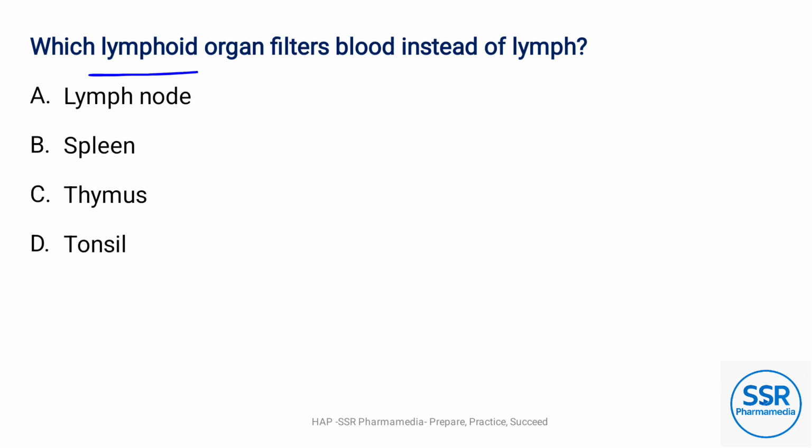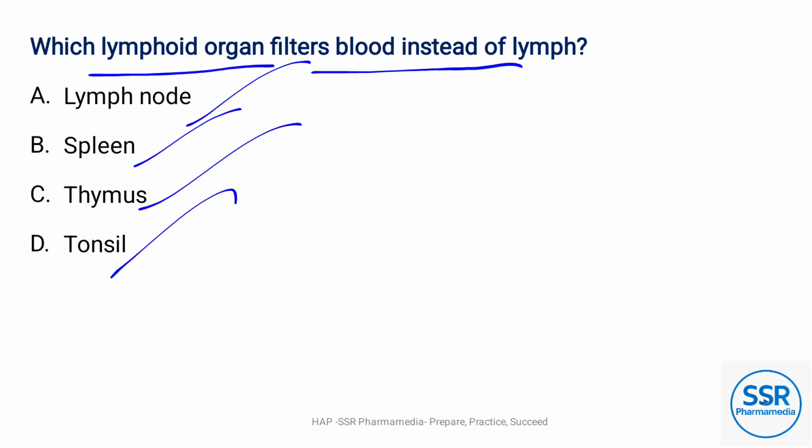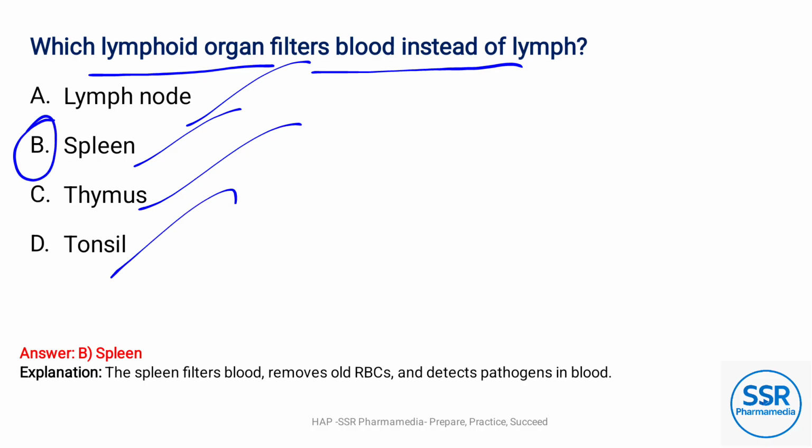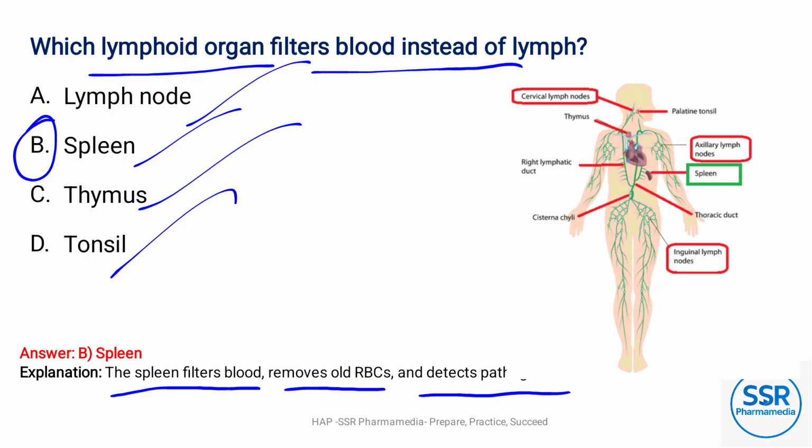Next, which lymphoid organ filters blood instead of lymph? Option A, lymph nodes. Option B, spleen. Option C, thymus. Option D, tonsils. So the answer is option B, spleen. The spleen filters blood, removes old RBCs and detects pathogens in blood.